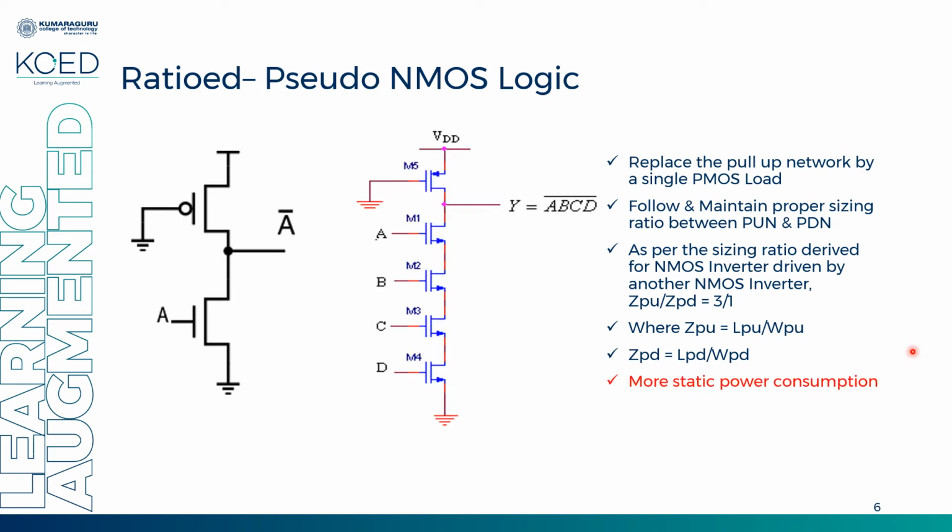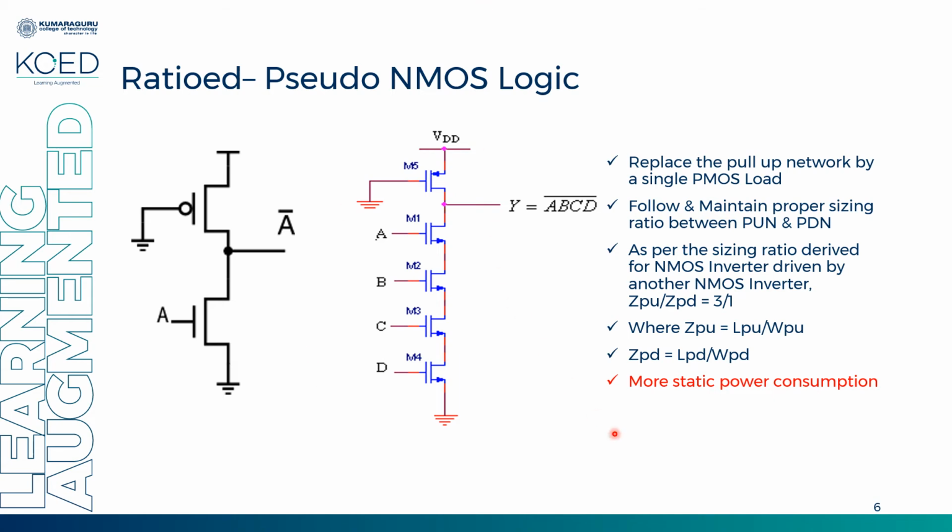Okay, so what is the disadvantage here? Now consider this inverter itself. Suppose my input is 1 here, my NMOS will turn on, but my PMOS will always be in on condition. So there is a path from VDD to ground. So at any static state, you have power moving from VDD to ground. So static power consumption is more in the case of pseudo NMOS logic.